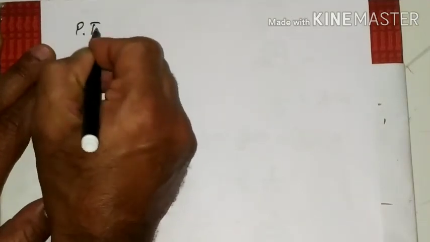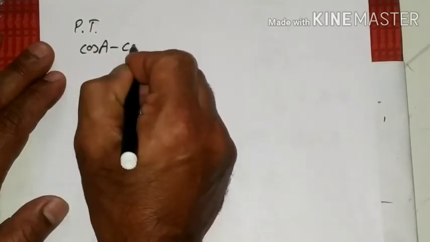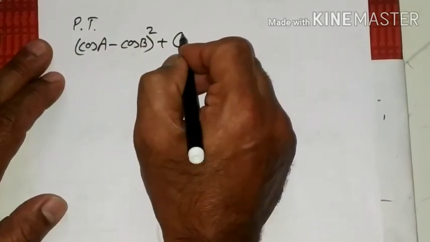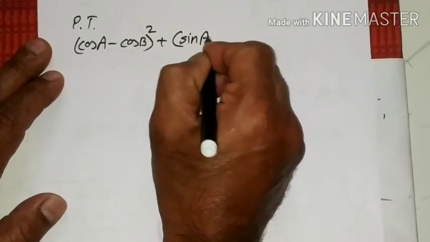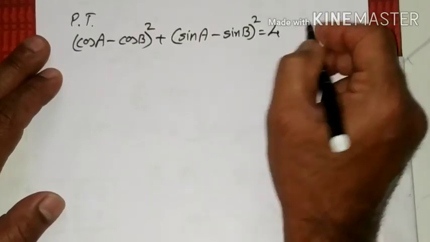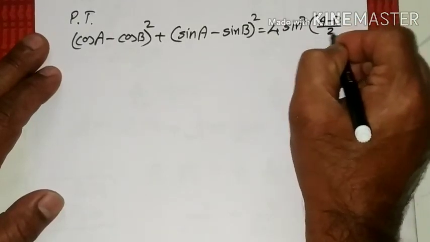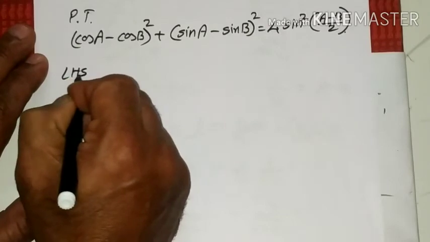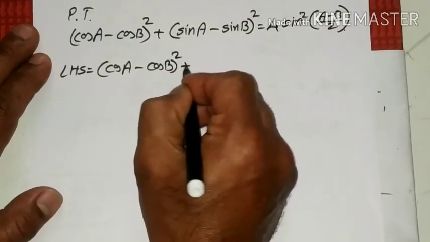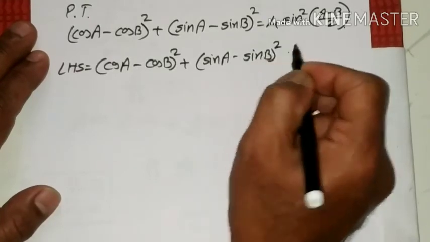Prove that (cos A minus cos B) whole square plus (sin A minus sin B) whole square is equal to 4 sin square (A minus B) upon 2. LHS: (cos A minus cos B) whole square plus (sin A minus sin B) whole square.